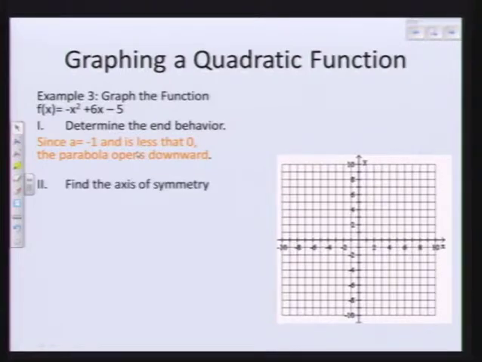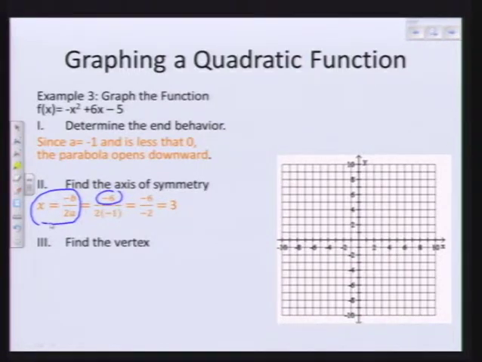Next, let's find the axis of symmetry. We're going to apply the formula x is equal to minus b all over 2a, and that's part of also finding the vertex. So we'll put in our b, which is 6, so we get -6. In the denominator, we get -1 as our a. So we end up with our axis of symmetry being equal to 3. So we have the equation x is equal to 3.